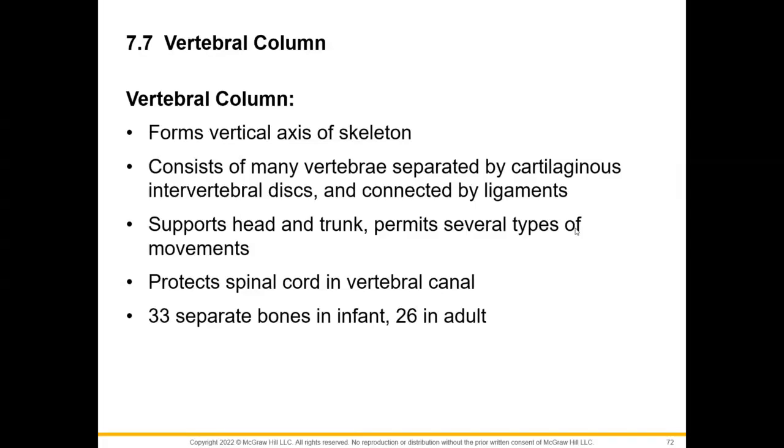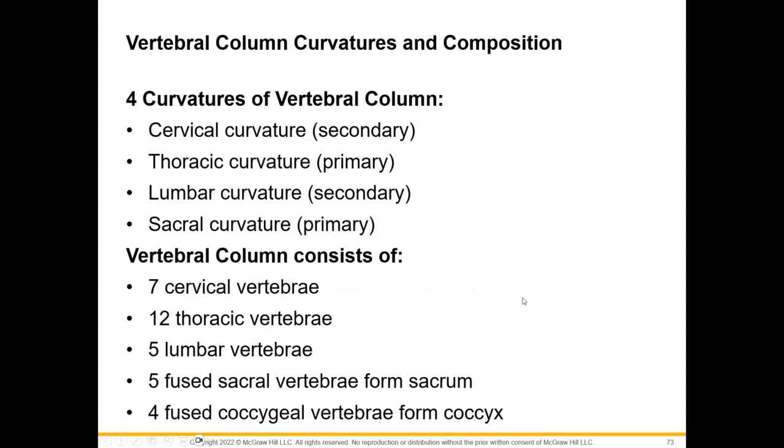Okay, moving on, the vertebral column. It forms the vertical axis of the skeleton. It consists of many vertebrae that are separated by cartilaginous intervertebral discs, that is fiber cartilage, and is connected by ligaments. It supports the head and trunk. It permits several types of movements and protects the spinal cord in the vertebral canal, of course. There's 33 separate bones in the infant and 26 in the adult.